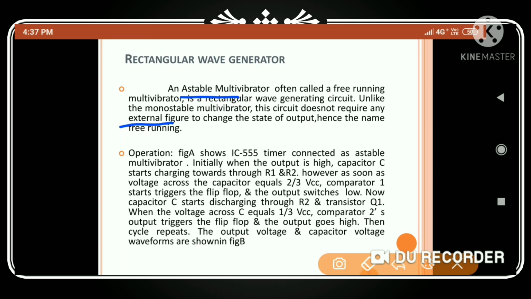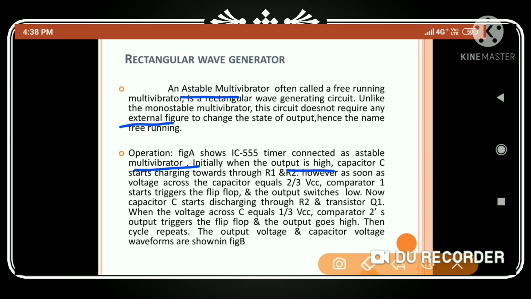Only an astable multivibrator is enough to generate rectangular waves. Okay, next operation is what? IC 555 timer connected as an astable multivibrator. Initially, when the output is high, it means we have connected the circuit and we got the output. The output is very high.